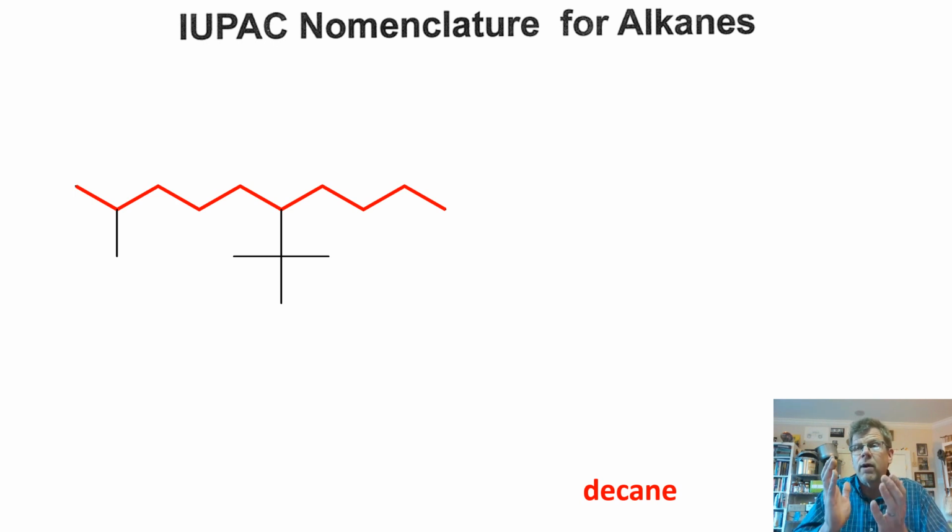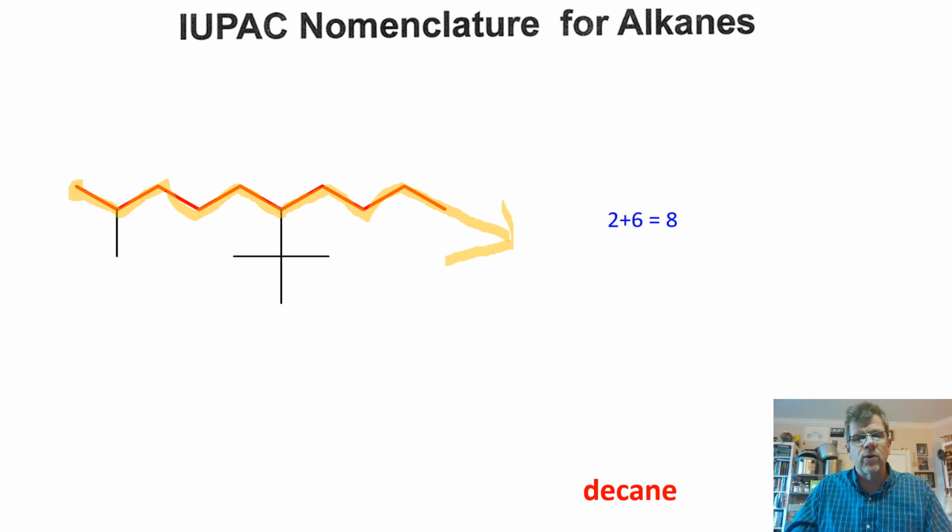It may be a little more obvious this time as to which way you would start numbering from, but it's always to give the substituents the lowest numerical designation with respect to the carbon atoms they're attached to. We'll do it both ways just to be sure. If we started over on the left, here is our 1 carbon. We would go down, we have substituents at the 2 and the 6 carbon if we were going in this direction. So 2 plus 6 equals 8.